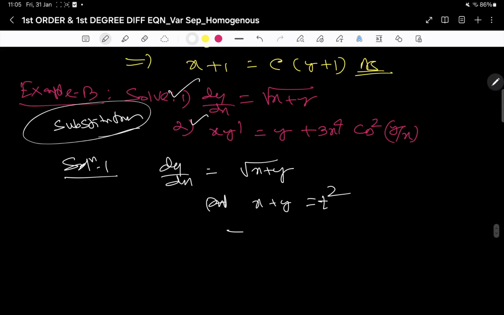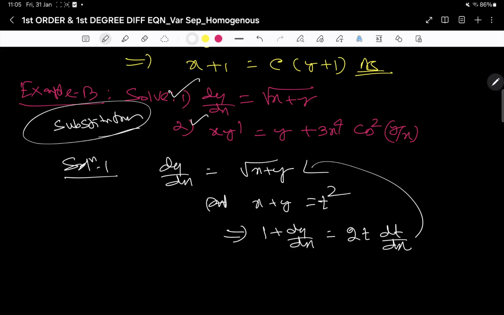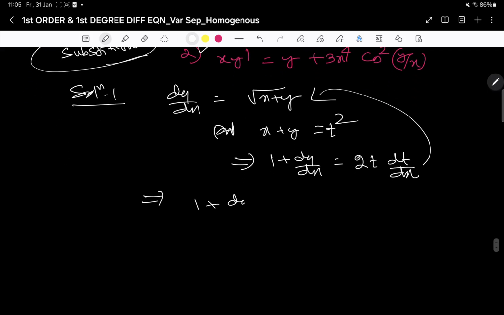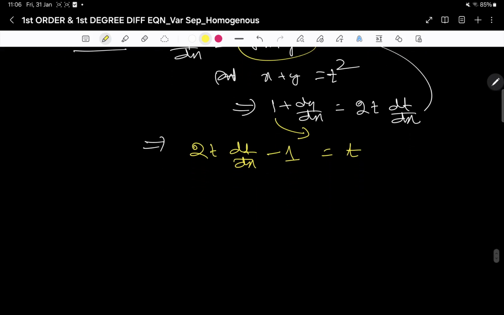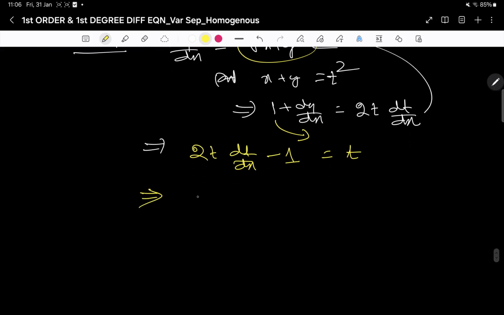If you differentiate both sides, 1 plus dy by dx is 2t dt by dx. You substitute it over here. So your dy by dx, bringing 1 to this side, is 2t dt by dx minus 1. On the right hand side it will be root over t square, which is t. Now you separate the variables t and x. So that means 2t dt by dx is equal to 1 plus t.